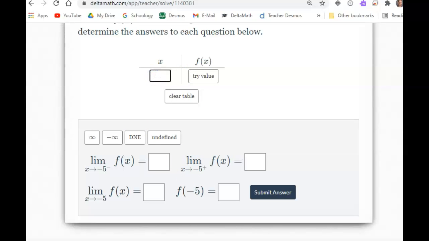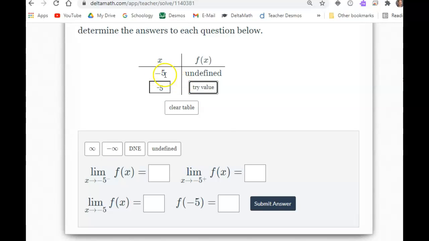Well, let's start with the point, because I think that's the easiest. All you do is type in -5 and hit try value. Okay, -5 is undefined. So I think I can just click on that, and it'll type undefined. But what about the left-handed limit as we approach -5?